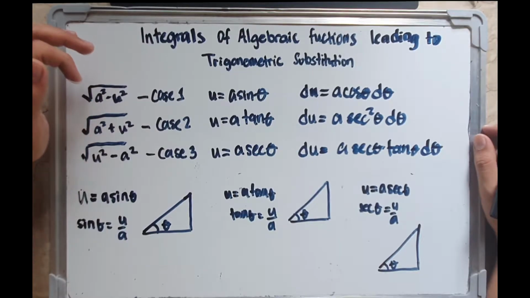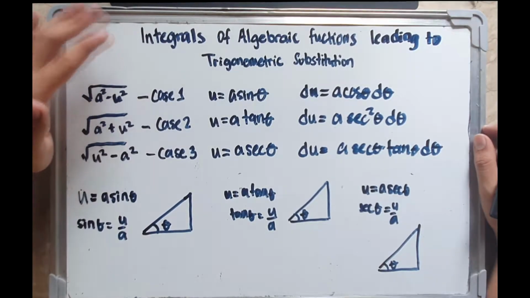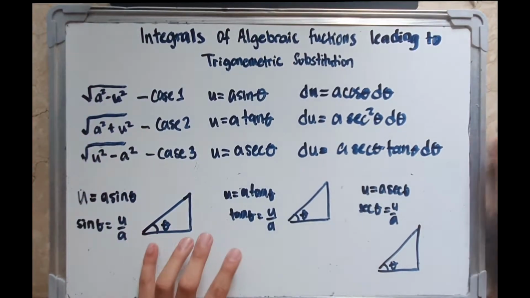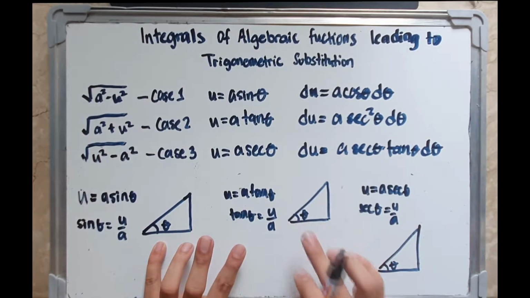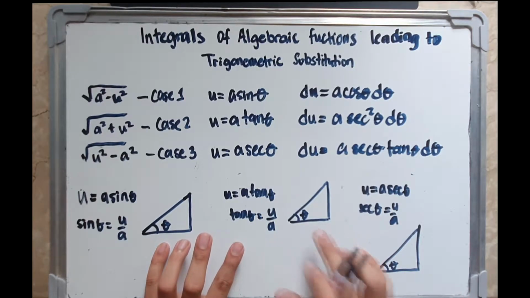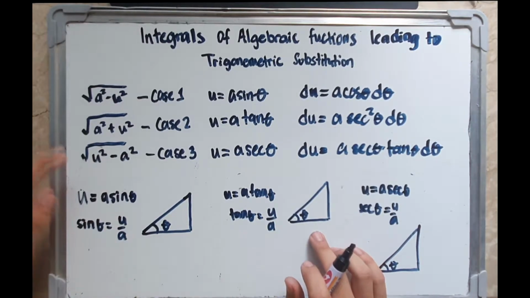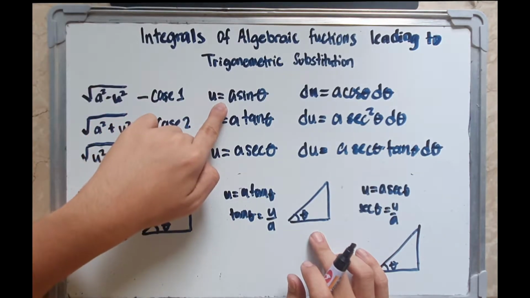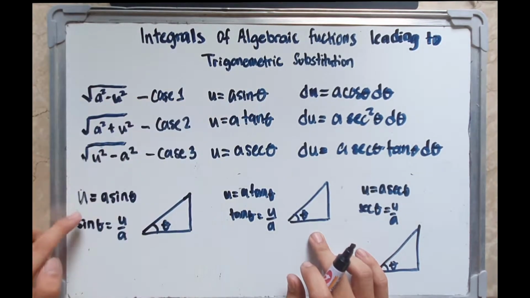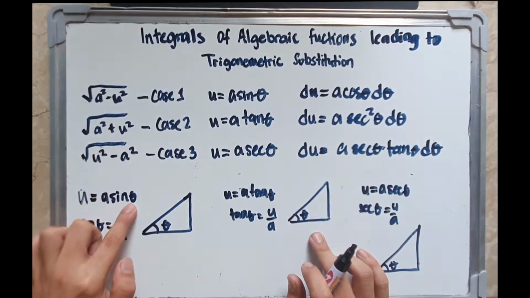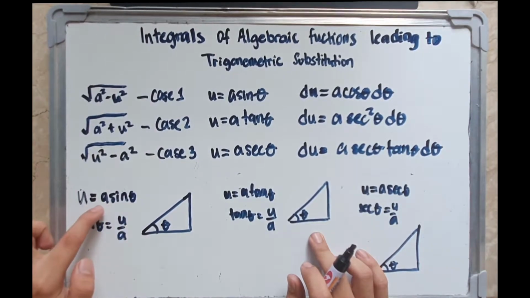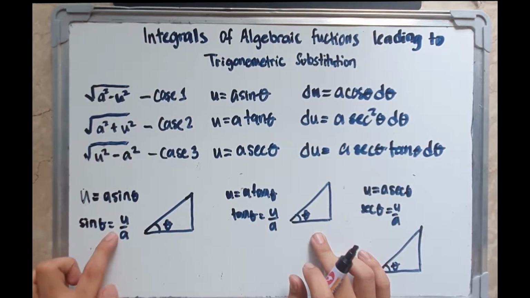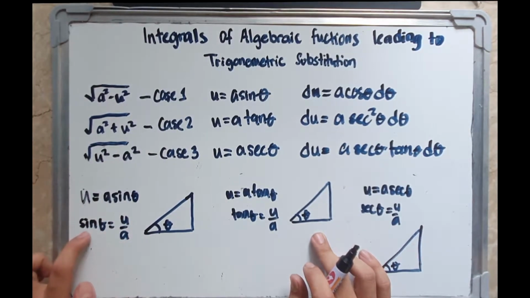Okay, so we are going to bring back our trigonometric functions in terms of algebraic functions by the use of these right triangles. Okay, so constructing our right triangle, how? In our case number 1, we have substituted u as equivalent to a sine theta. Notice if we divide both sides by a, therefore sine theta is equivalent to u over a.